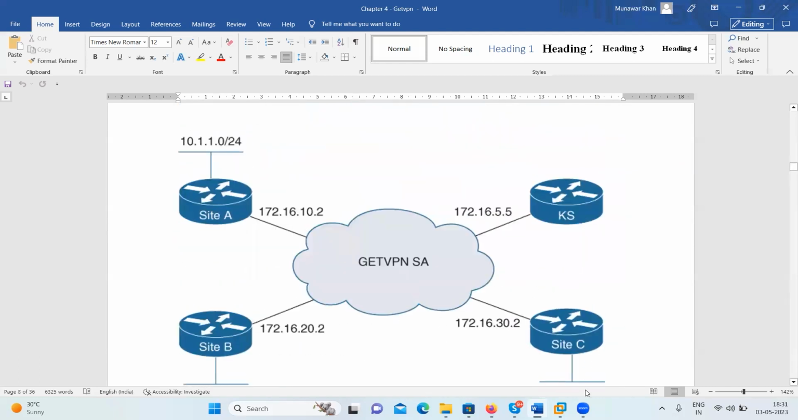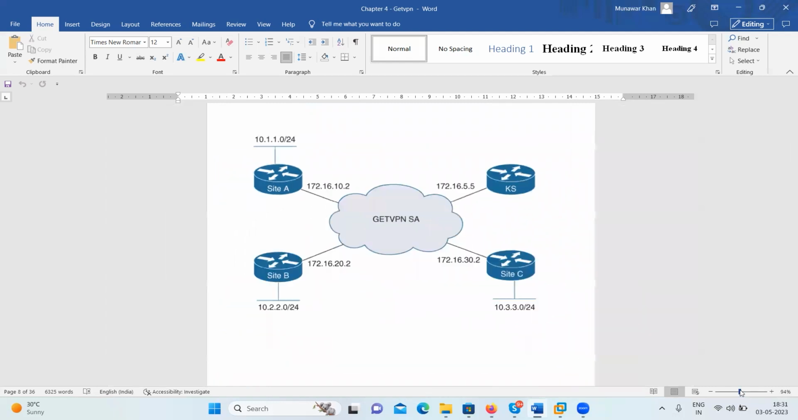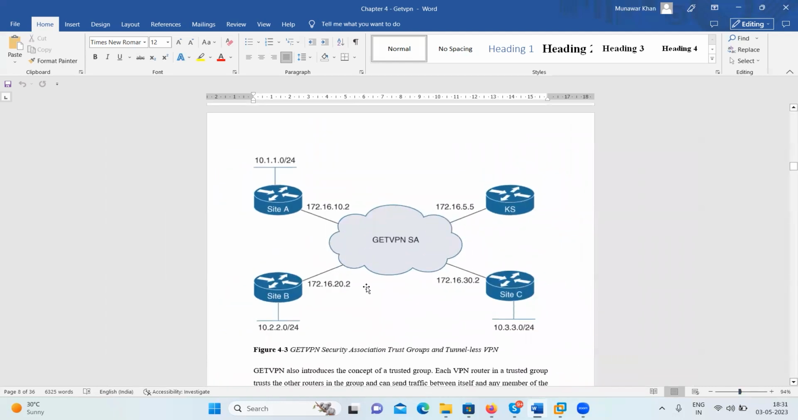They have shown you with this diagram that there is a security association getting formed with site A, B, and C. And you can see there is a term called KS. KS means an important device called key server.